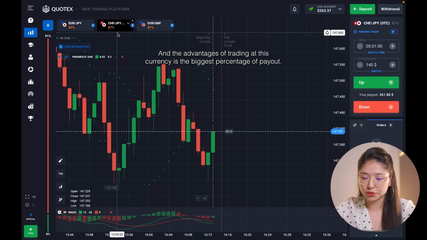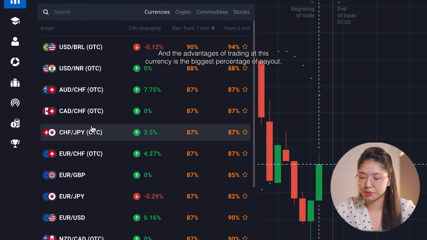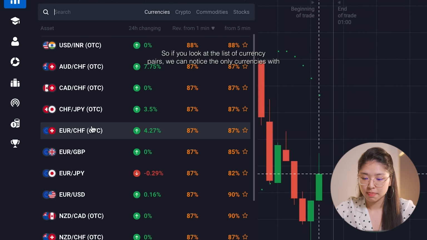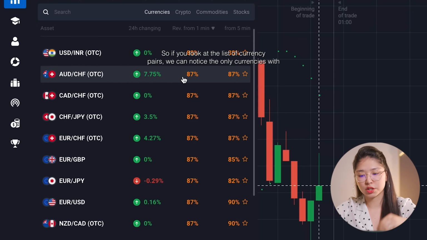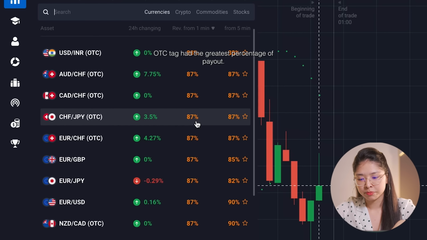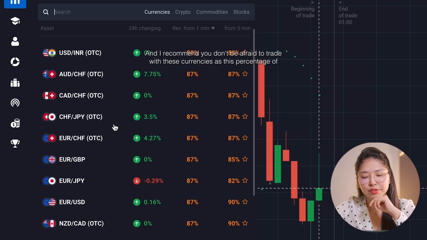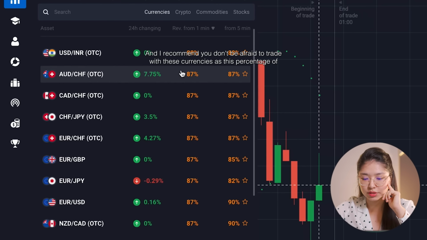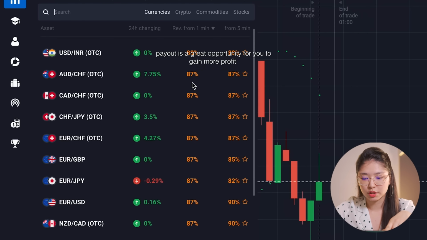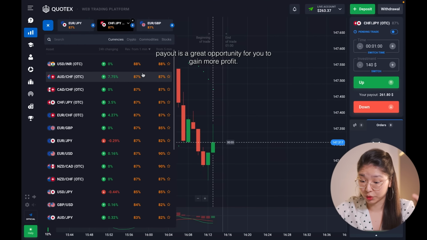And the advantage of trading this currency is the biggest percentage payout. So if you look at the list of currency pairs, we can notice that only currencies with OTC tag have the greatest percentage payout. And I recommend you don't be afraid to trade with this currency, and the percentage payout is a great opportunity for you to gain more profit.